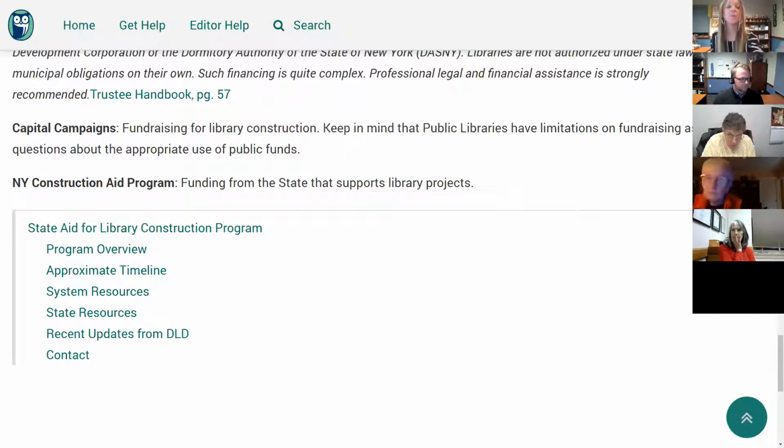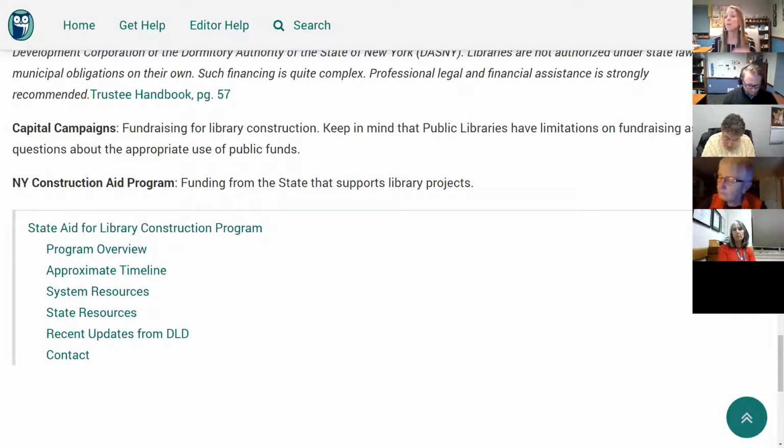Yeah, so we're going to be doing our state aid for library construction info session in January this year. Typically it's held in March, but we realized that coming out of COVID, it's been a lot harder to get contractors and people to come out and give quotes and do work at libraries. So we've expanded the length of the program a little bit to give libraries time to get everything they need in order to apply. So we're going to do that info session next month.